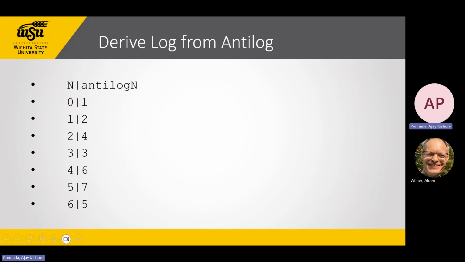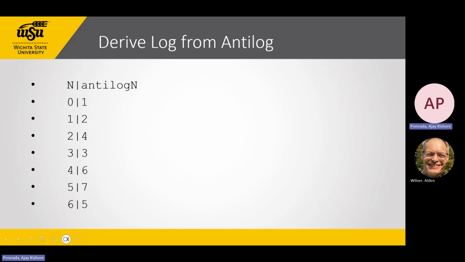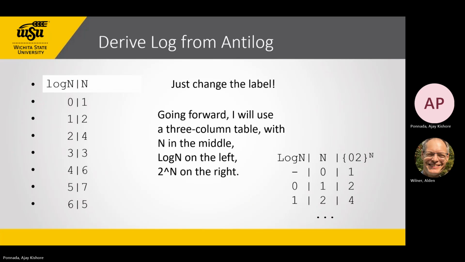Next, derive logs from antilogs. It's the opposite, right? For 0, it's 1, for 1, it's 2. So now for 2, it's 1, for 4, it's 2, and so on. We're just changing these things. Now just change the label. So going forward, I will use a 3-column table with n in the middle, log n on the left, and 2 power n on the right. Like this: log n, n, 2 power n.